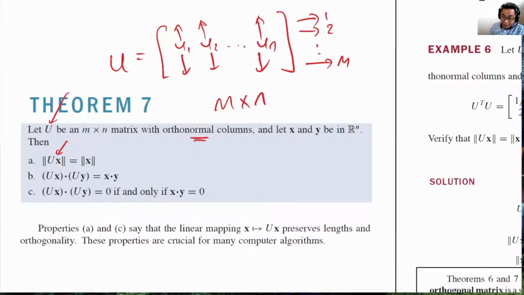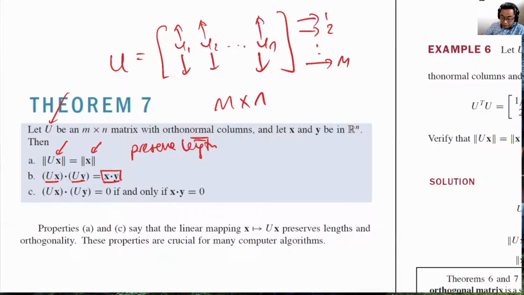Ux's length is the same as x's length. That means performing transformation using U preserves the length of the vector to be transformed, x. Ux dot Uy is equal to x dot y. It preserves the dot product relationship between x and y. So transforming x by U, y by U, and dotting them is the same as x dot y.